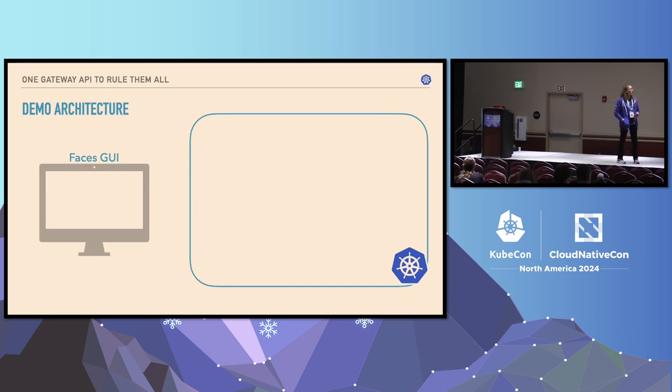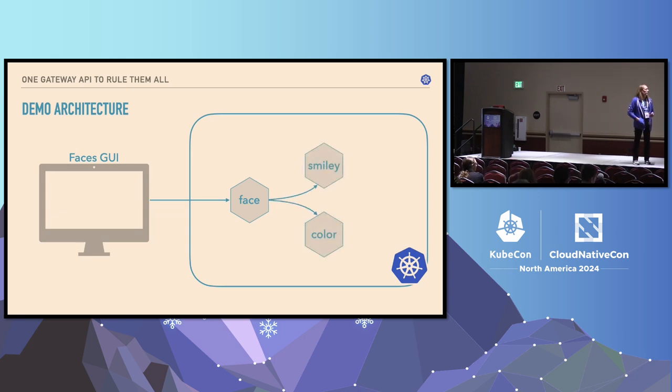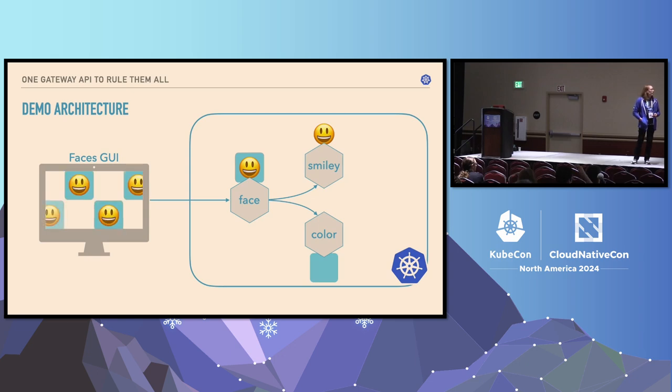We have a web browser running the GUI. Each of those cells in the GUI is making a call to the face workload. The face workload in the cluster calls the smiley workload, which calls the color workload. Smiley is supposed to return that grinning smiley face. Color is supposed to return the color blue. The face workload puts the two of them together so that the GUI knows what to show. It is a very simple application, and it is absolutely remarkable how many different failure modes it has.